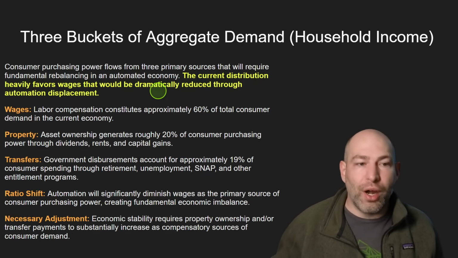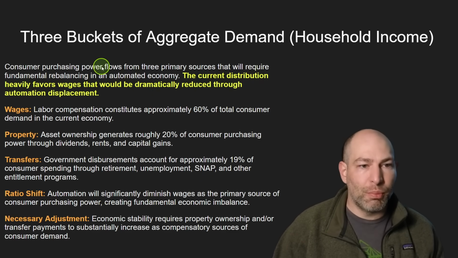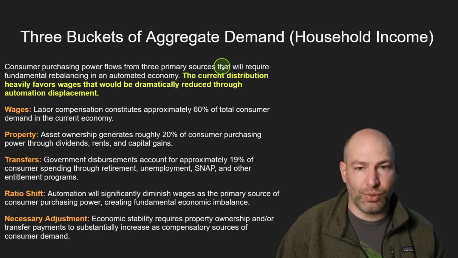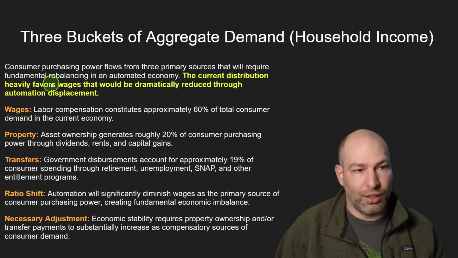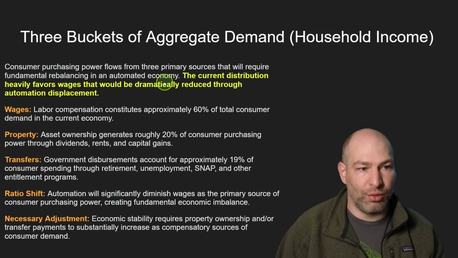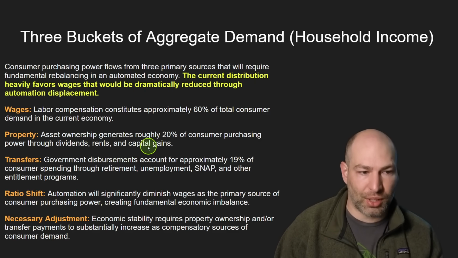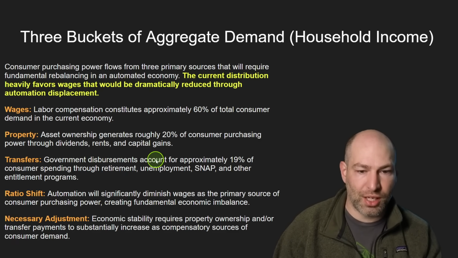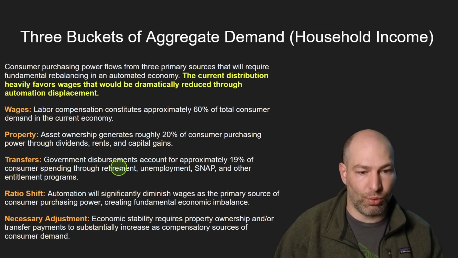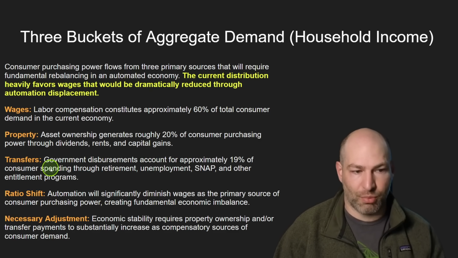As we're drilling deeper into this problem, you say, okay, from a macro perspective, we want to shore up aggregate demand. Where does aggregate demand come from? Consumer purchasing power flows primarily from three sources which require fundamental rebalancing in an automated economy. The current distribution heavily favors wages that would be dramatically reduced through automation displacement. So those three buckets are wages. Labor compensation constitutes approximately 60% of total consumer demand in the current economy. Property. Asset ownership generates roughly 20% of consumer purchasing power through dividends, rents, and capital gains. Transfers. Government disbursements account for approximately 19% of consumer spending through retirement, unemployment, SNAP, and other entitlement programs.